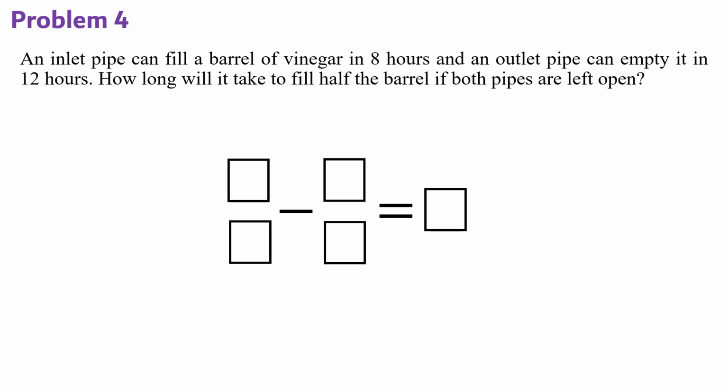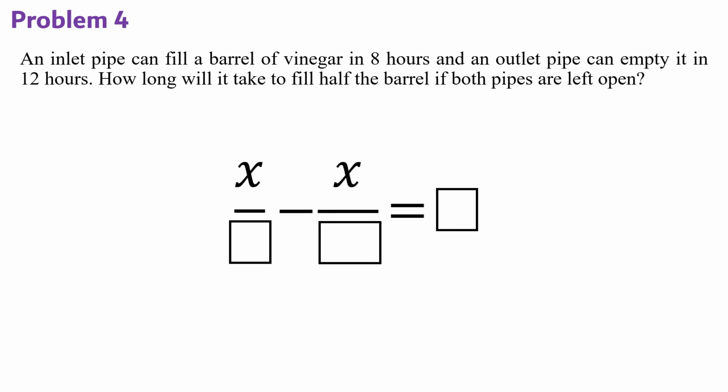But the same procedure: the top will be the time when they do it together, the bottom will be the time when they do it alone. The right side will be the number of jobs to do. So the top will be X because it is what we are looking for. The time when they do it together, and how long will it take if they're going to do it together, and it will fill half the barrel.